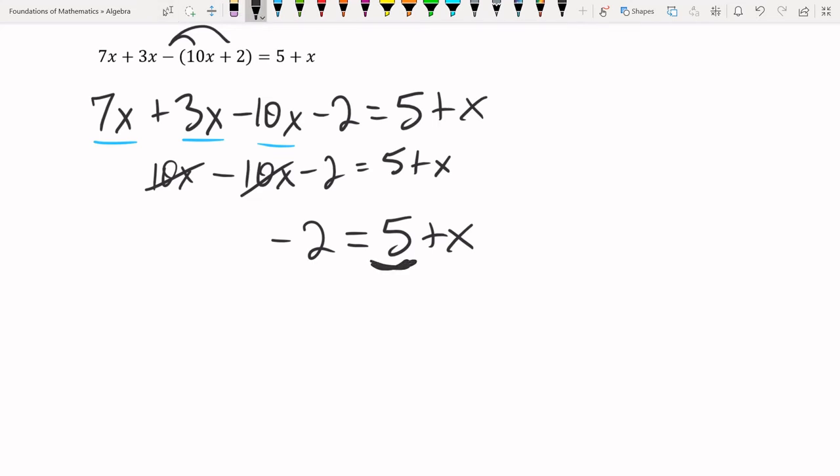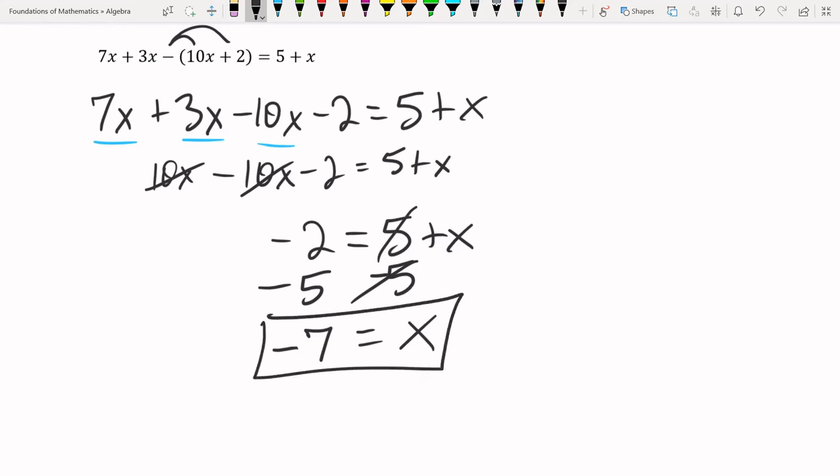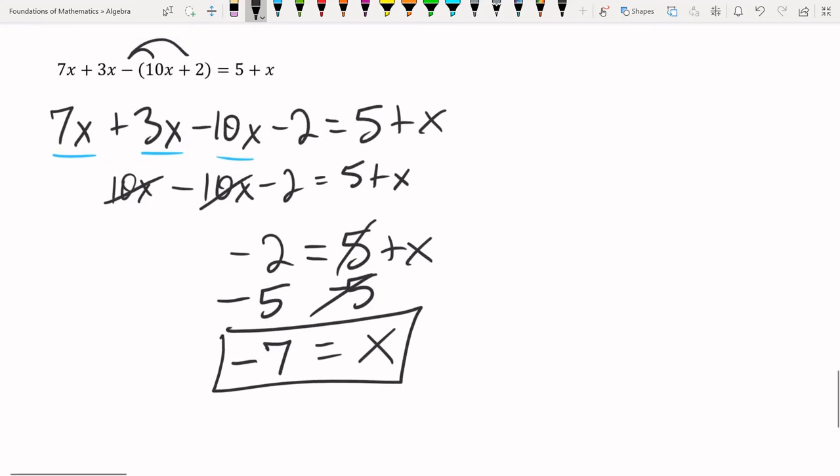Always get rid of the term that's not a variable term, right? We want to leave the variable term by itself. So I'm going to get rid of the 5 by subtracting it off. It's positive, so I need to do the negative. It gives me negative 2 minus 5 is negative 7. And here I don't have to divide by anything or multiply by anything because x is by itself. So x equal to negative 7 is our answer. For this problem, let's check it real quick. See what we get.